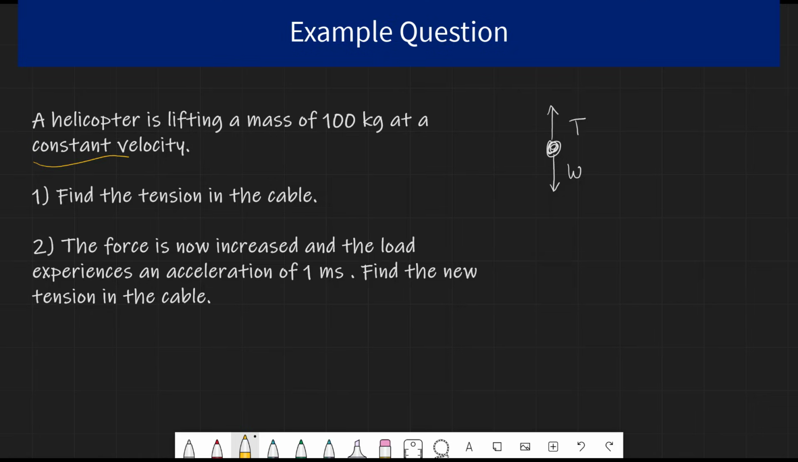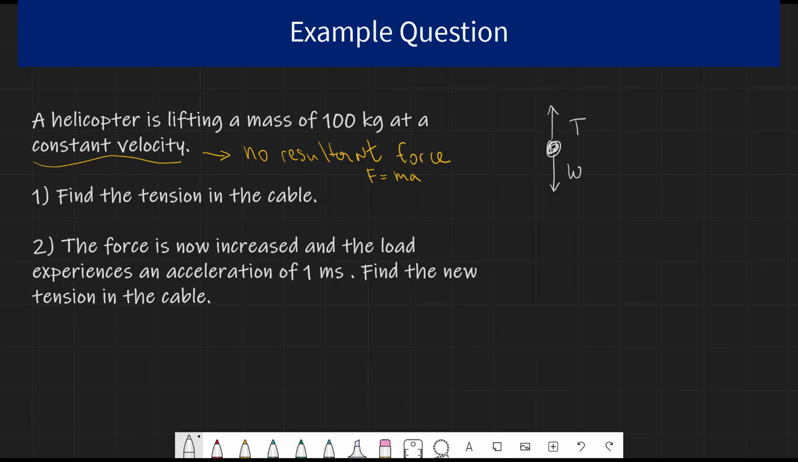Anytime we have constant velocity, this statement, constant velocity, means that there's no resultant force, because if there is a resultant force, there's going to be acceleration, because F is equal to ma. So constant velocity means no acceleration, therefore no net force. Think of it as F equals ma: if a is equal to 0, F will also have to be 0. Okay, let's go back to solving this problem. The helicopter is lifting the mass of 100 kg at a constant velocity. Find the tension in the cable.